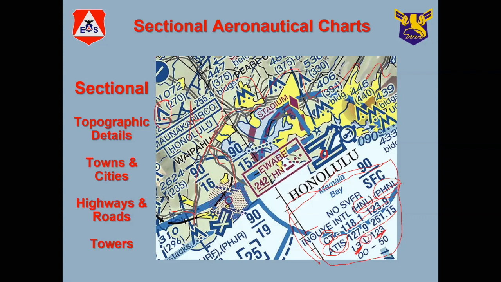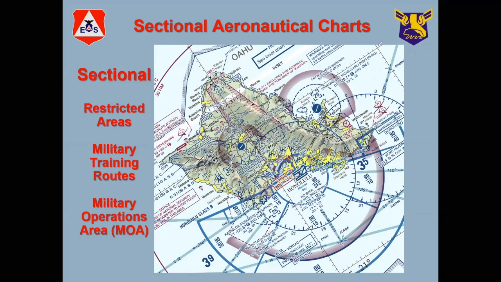L is lighted. Going back out to the bigger view of Oahu, I'm going to start talking about restricted areas, military training routes, and military operations areas. So we have a ton of restricted areas in Hawaii, which covers almost all the open ocean northwest and south of Oahu, either used by the military for training, or they're just places where there's nobody keeping an eye out on you. So you've really got to be careful about going out into these areas.